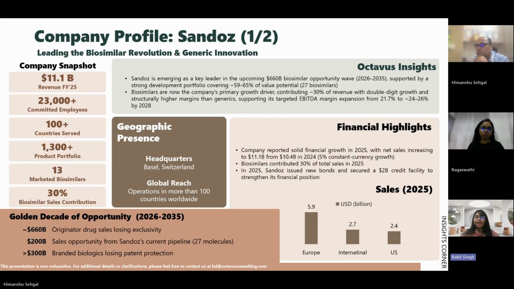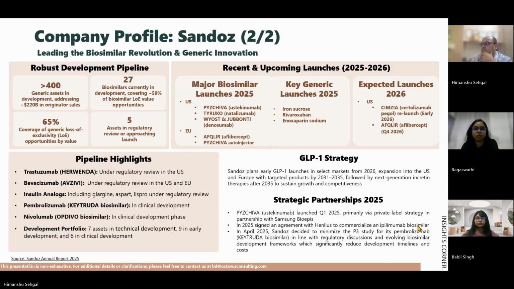Biosimilars contributed 30% of the total sales in 2025. In 2025, Sandoz issued a new bond and secured a 2 billion credit facility to strengthen its financial position. If we talk about the regions, in Europe they reported 5.9 billion in 2025, 2.7 billion internationally, and 2.4 billion in the US. Moving to the next slide.